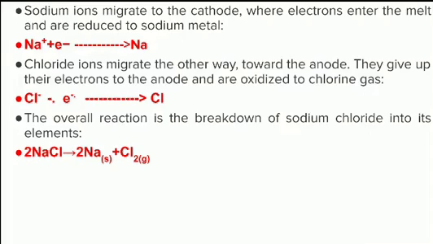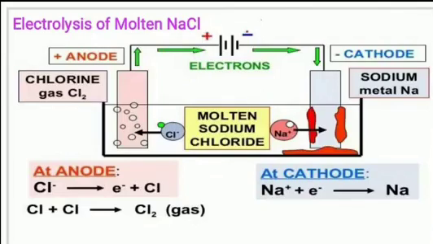The overall reaction is the breakdown of sodium chloride into its elements, that is, 2 moles of sodium chloride converts to 2 moles of sodium plus chlorine gas. Here the electrolysis of molten sodium chloride is explained in the form of a diagram.